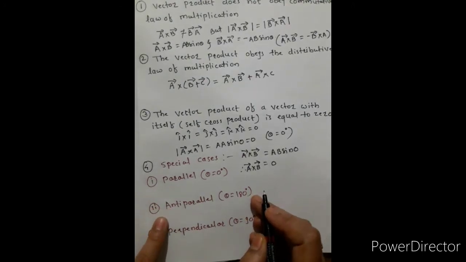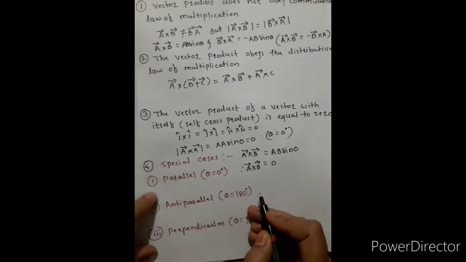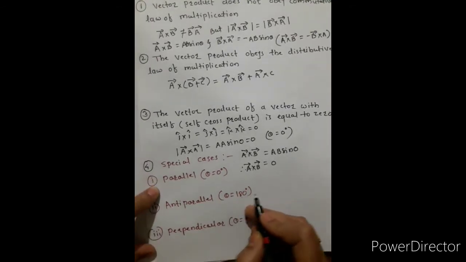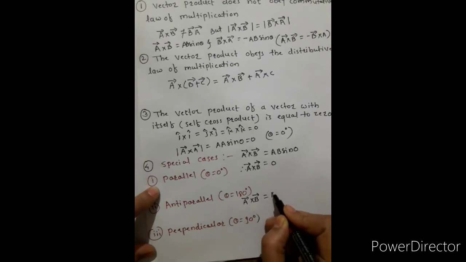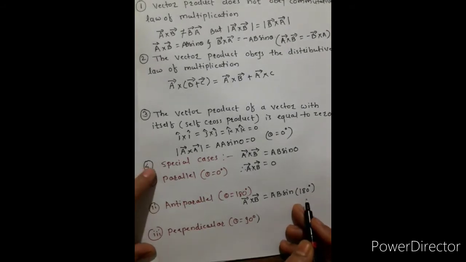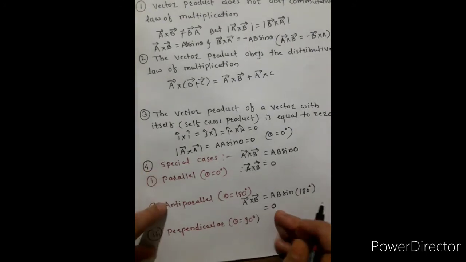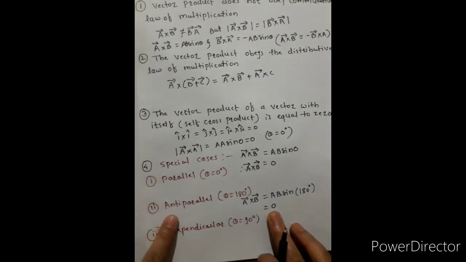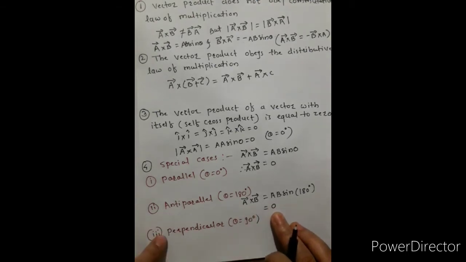And the second one is if the two non-zero vectors are anti-parallel to each other. Anti-parallel means the direction of the other vector is opposite, that is A cross B is equal to AB sine 180 degree. Sine 180 is also 0, so it is also equal to 0. It means if the two non-zero vectors are anti-parallel to each other, the vector product of the two vectors is equal to 0.